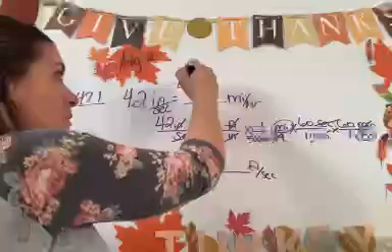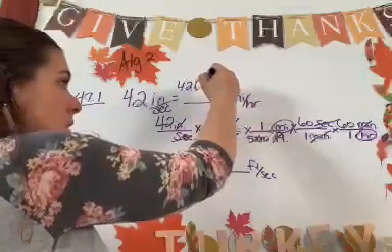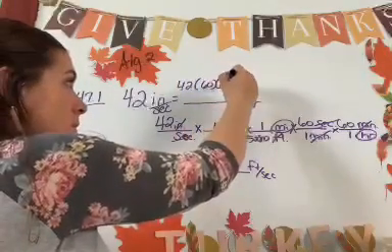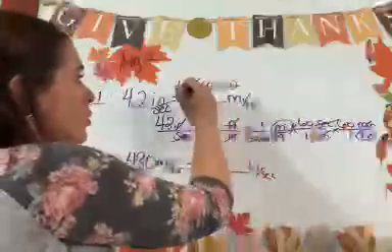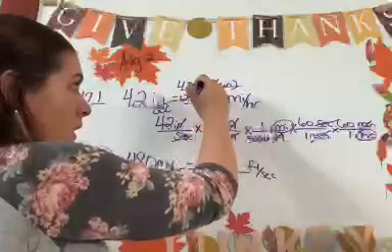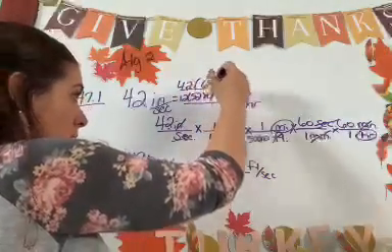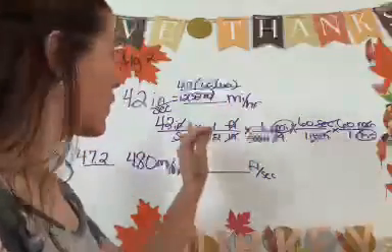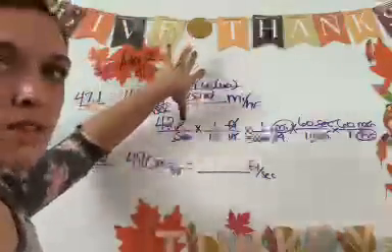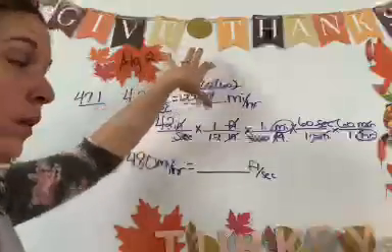We have 42 times 60, because that's all the stuff on the top, over 12 times 5,280 times nada, okay? So that is your answer right here. And you do not have to multiply all of those together, okay?